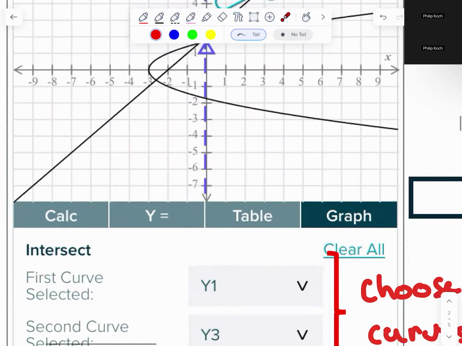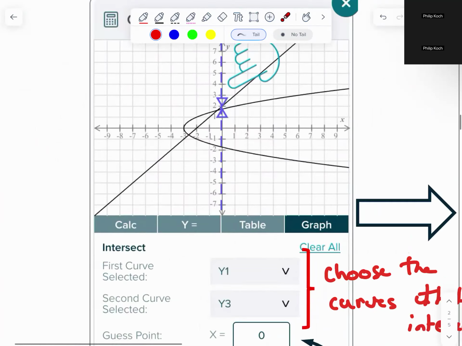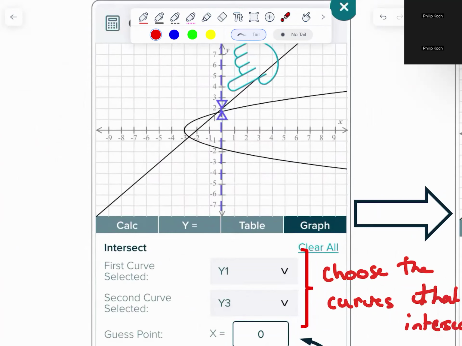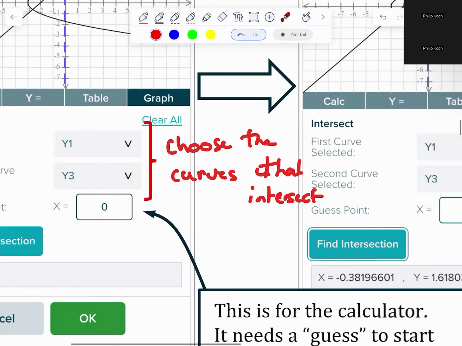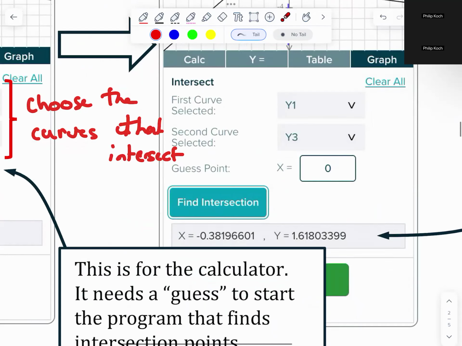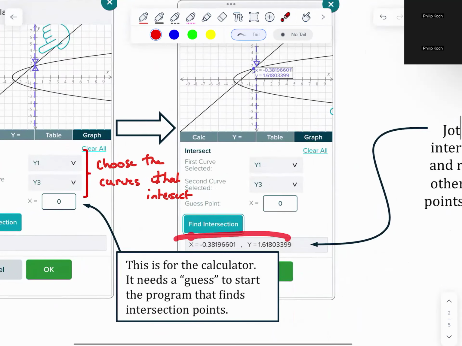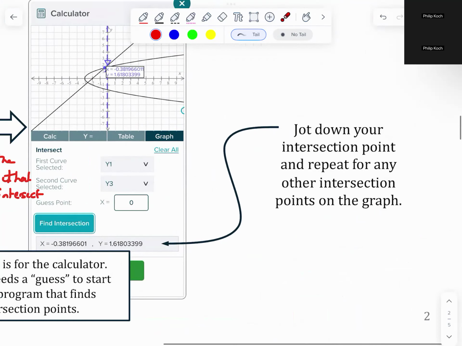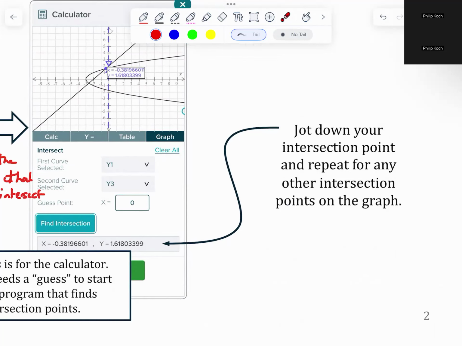Is that clear? Does anybody have any questions on that? So the guess point is just for you to get the problem started. And then you will click on the find intersection value. And then it will give you the answer right there. And you'll jot that down on paper, because it's usually going to be a long, nasty number. And then you'll probably be asked to round it to some decimal places. Usually it says the hundredths. Yeah, probably going to be the hundredths.